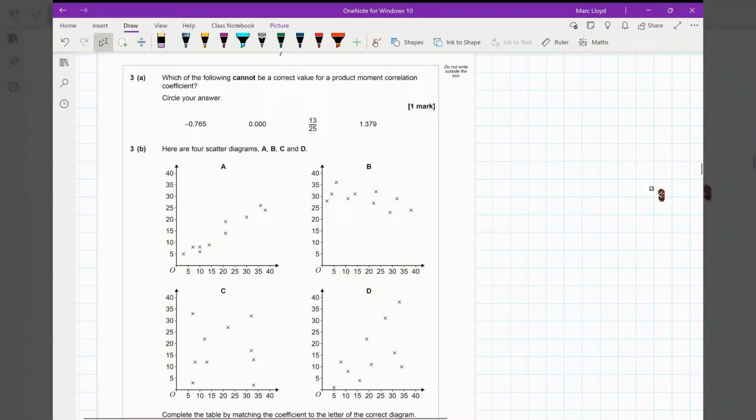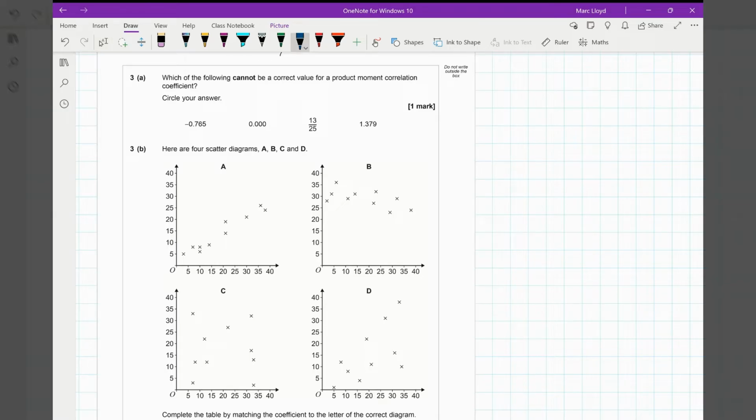Hi there. Question 3. If you've just joined this question to explain question 1 and 2, the thumbnail would have been a bit wrong, but it's because question 1 and 2 are the same on each paper for 2A, 2B, and 2C. So question 3 is the first unique paper to 2A, which is what we're looking at right now. So which of the following cannot be correct?